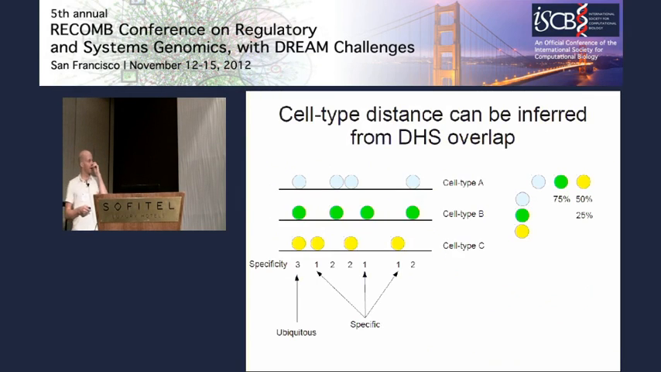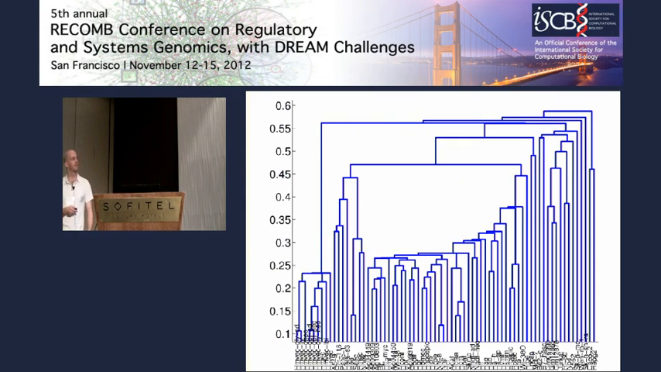So next, I try to use this model to address other related questions to DHS overlap. So going back to this cartoon here, I can define pairwise overlap between any pairs of cell type based on the number of DHSs that they share. So in this cartoon, you can see that the blue and the green share 3 out of 4 DHSs, so this means that the overlap is 75%. I can calculate this overlap between all the pairs of 72 cell types that I found in the data, and then I can use this overlap to cluster them. And this is shown here in this dendrogram.